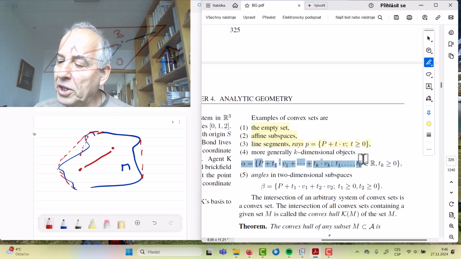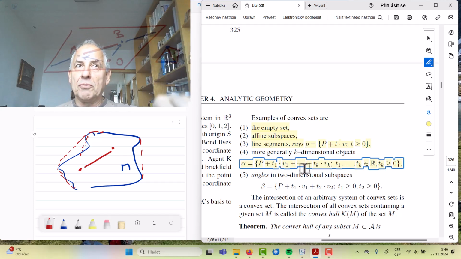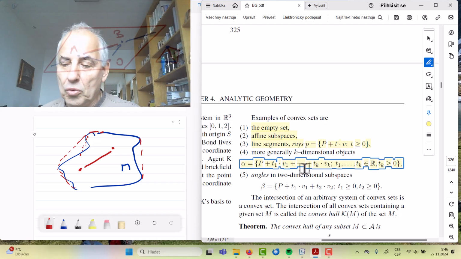And more generally, if you take any k-dimensional object like this, which on the line is half of the line. In the plane, what will it be? A quadrant, right? So you simply have two coordinates.